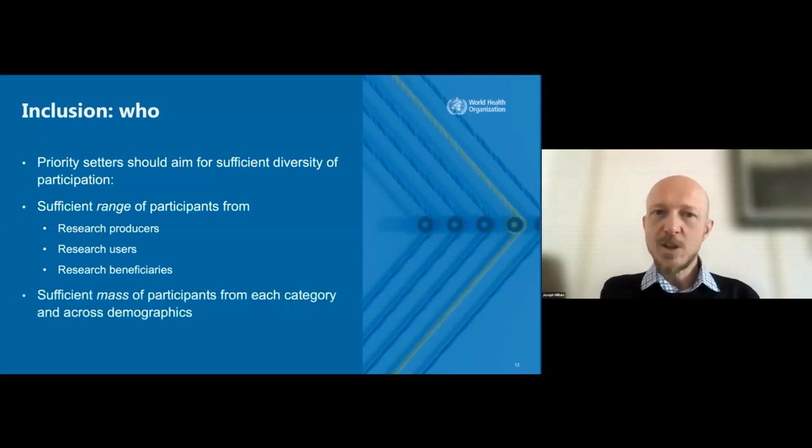And then, within those categories, a priority setting exercise should aim to have sufficient mass of participants from each category and across the demographics of that category, meaning there should be sufficient people from each category to represent the diversity within it and to ensure that people are able to speak up and feel empowered in a priority setting exercise.